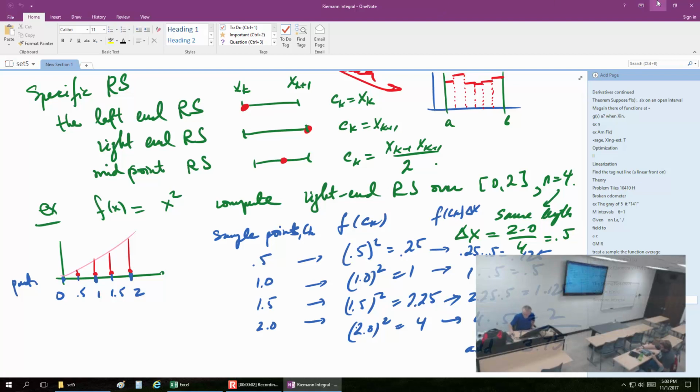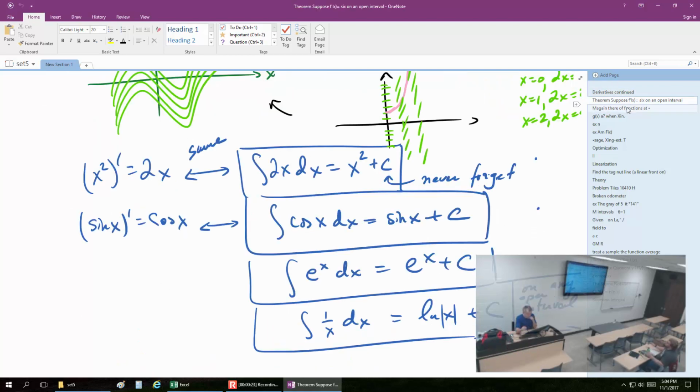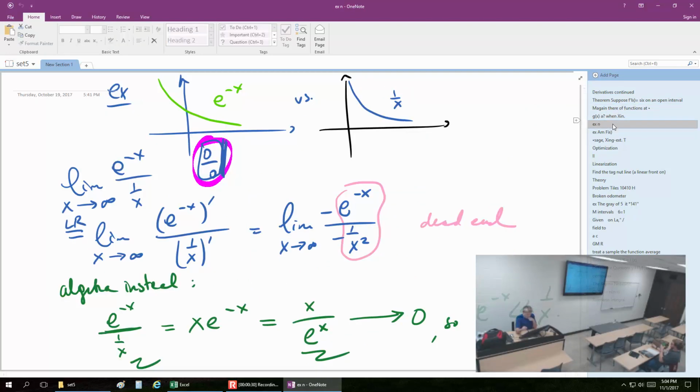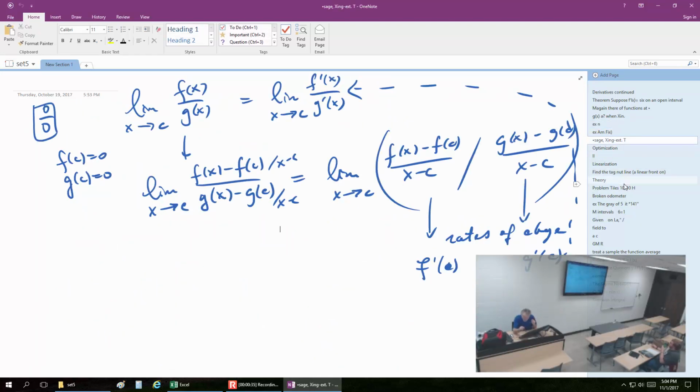Riemann integral. Let me just review to make sure what has or hasn't been discussed yet. So, integration, that is anti-differentiation, issues that we discussed. Magnitude of functions, once again differentiation, more applications. Where are the integrals?